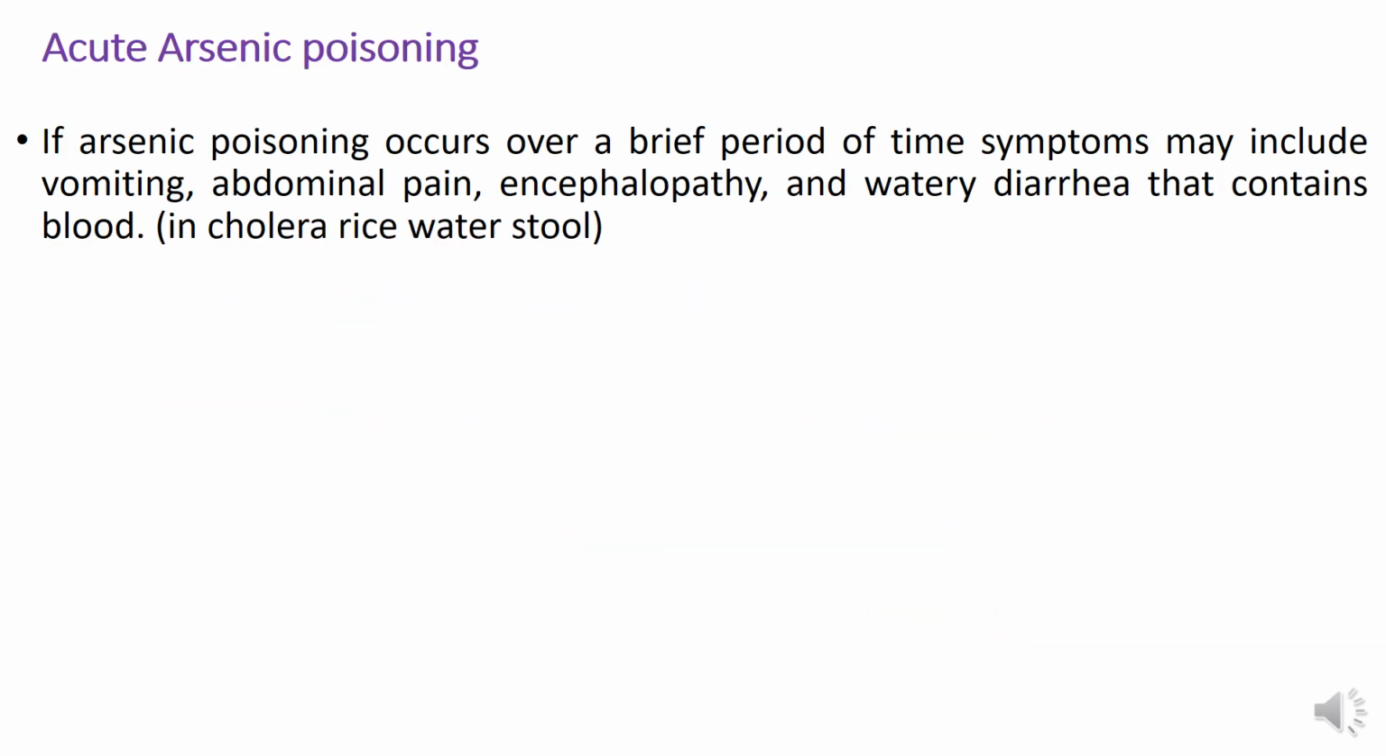Any heavy metal poisoning could be acute or chronic. So in case of acute arsenic poisoning, it occurs over a brief period of time and also with a larger concentration at times. So it could cause mainly GIT symptoms such as abdominal pain, encephalopathy and watery diarrhea that contains blood.